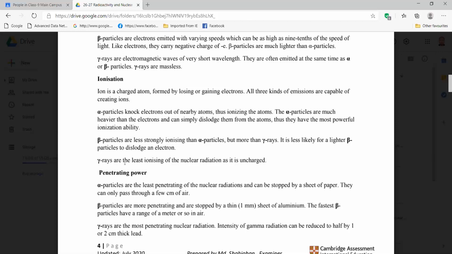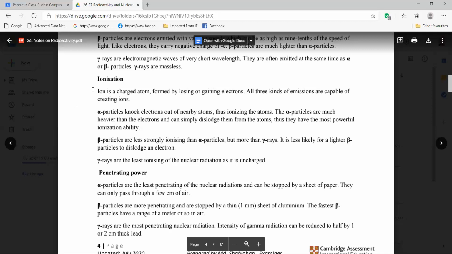And gamma rays are least ionizing. Gamma rays don't have any charge. However, they can also ionize because of their speed and their frequency. They are traveling with the speed of light. Because of this speed, when they hit the electrons with that kinetic energy, they can also dislodge some electrons. So they have an ionizing effect, but it's very little as they don't have any charge. So is this part clear to all of you, ionization?